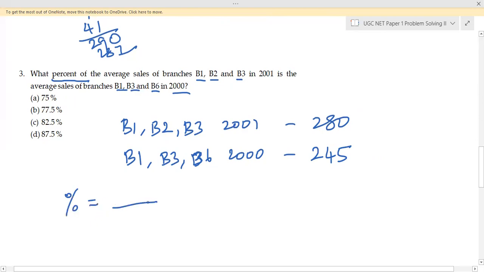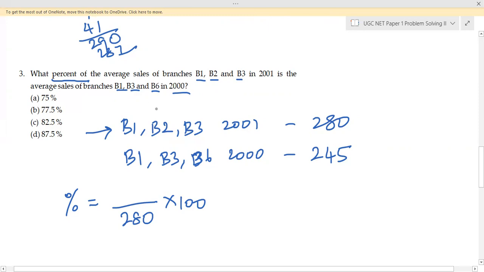So let's worry about what is the numerator and what is the denominator. And again, as usual, we'll have to multiply it with 100. So what percentage of the total sales of B1, B2, B3? I mean, this total, which is actually 280. So we need to find out this average only, which would be 280 by 3. But as I told, we need not worry about that average. Why? I'll state the reason. Let me take that same 280 itself to be my denominator.